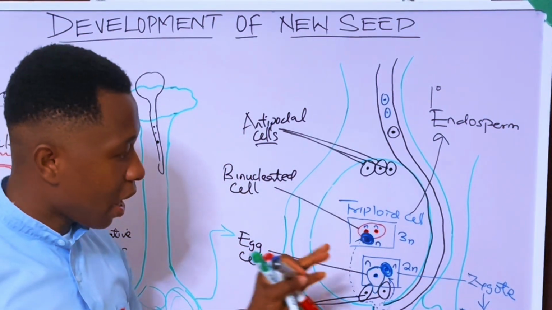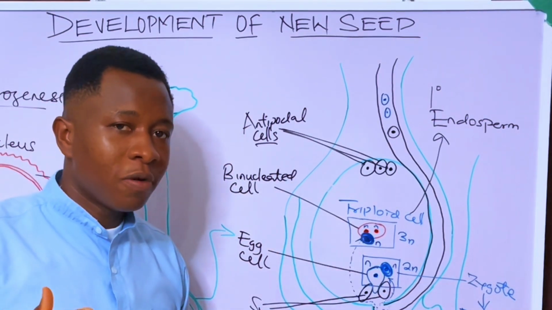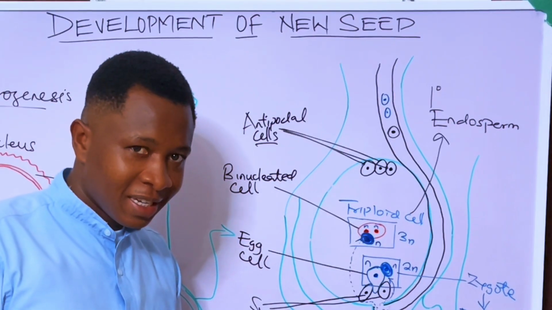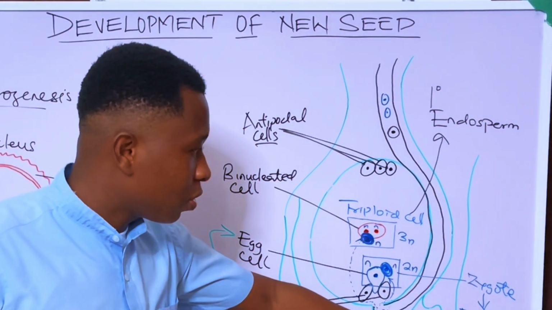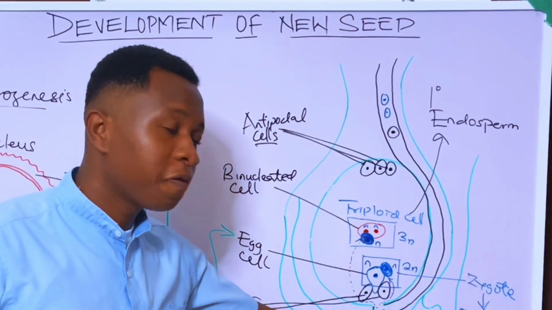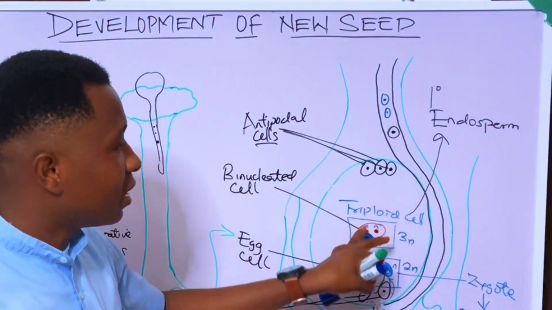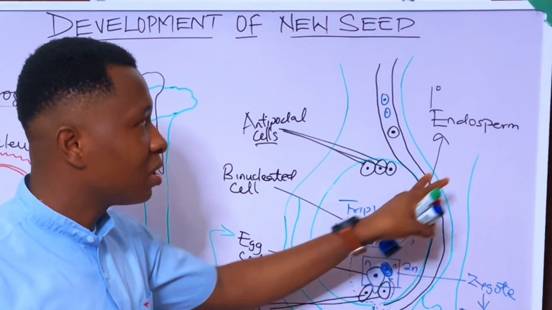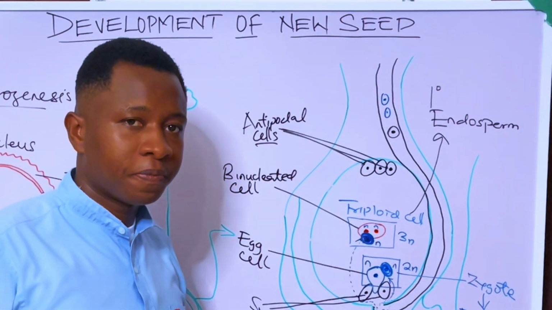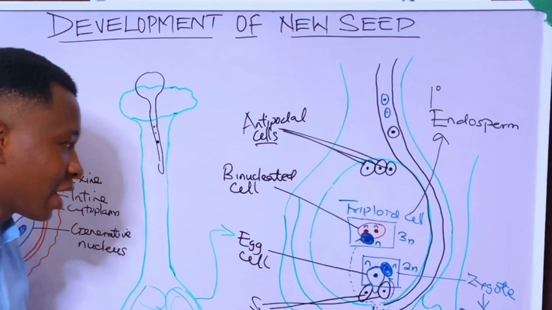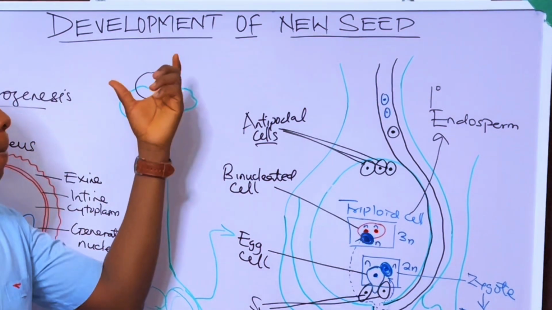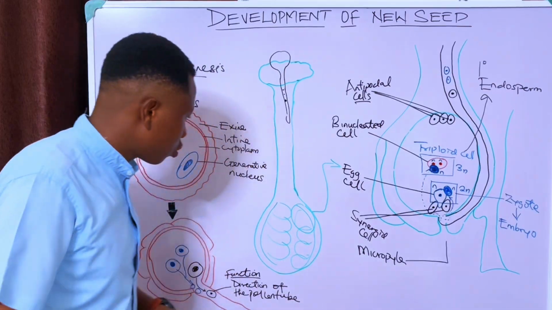The primary endosperm is what forms the outer part of the fruit. Meanwhile, the embryo forms the seed, right? The embryo in the seed is what this particular product forms. Then the triploid cell forms the endosperm. So this is the whole process of double fertilization in plants.